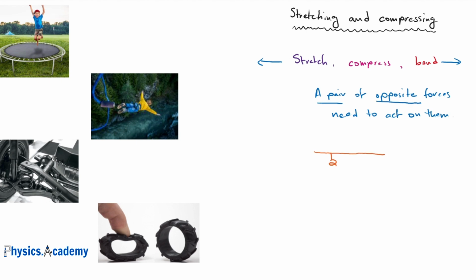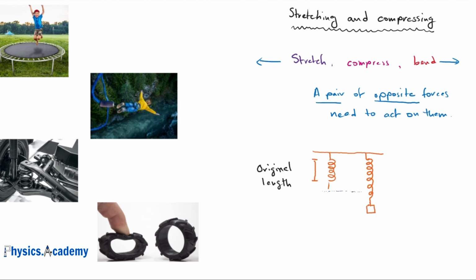So, for example, if you have a spring and you hang some masses from the spring, it experiences a force acting on it from the weight of the mass, which is acting downwards. But then there would be a reaction force, which is in the opposite direction from the support, which then is able to extend the spring and cause an extension.